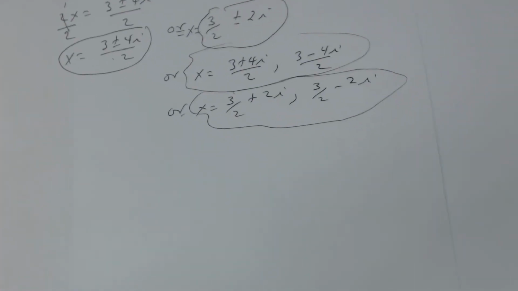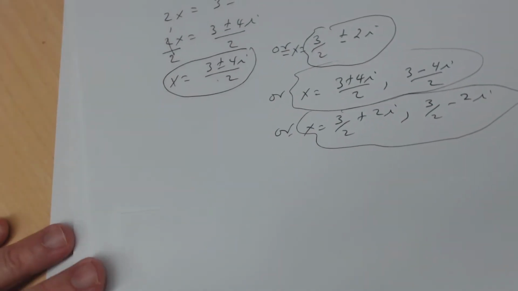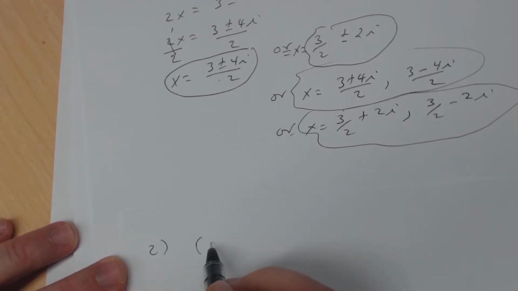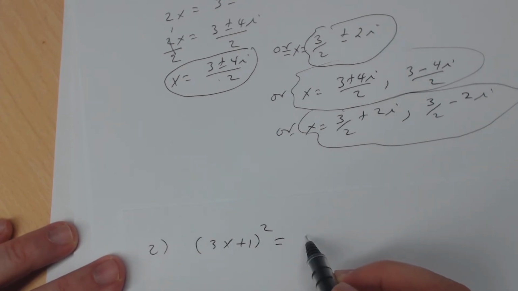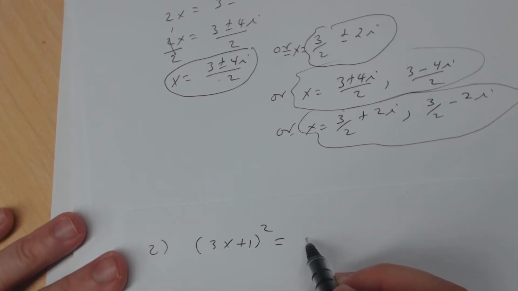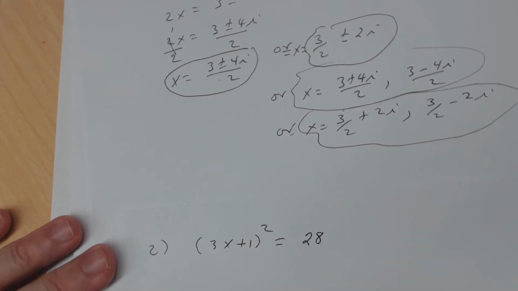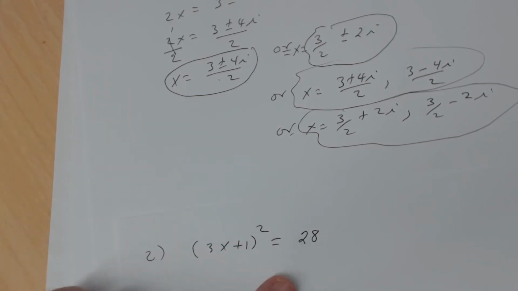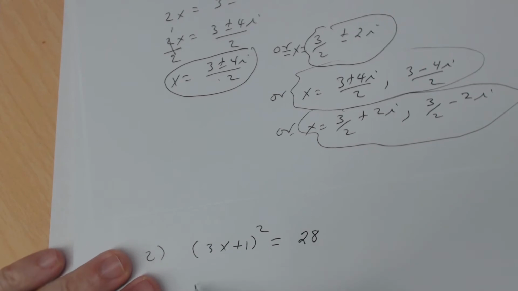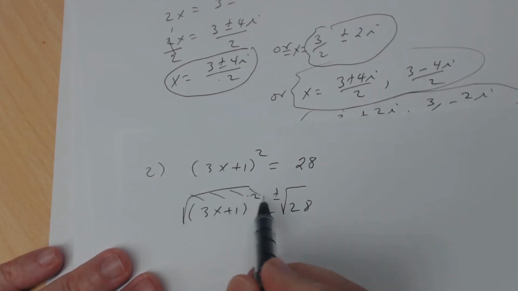All right, let's look at another one. Number 2. Suppose we had (3x + 1)^2 = 28, and let's say I wanted to solve for x. Well, it is of the form an expression squared equals a number, so I can take the square root of both sides. I'm just going to go ahead and rewrite this over. Take the square root of both sides. Don't forget that plus or minus. And then the square and the square root undo each other, so you get 3x + 1 equals plus or minus the square root of 28.